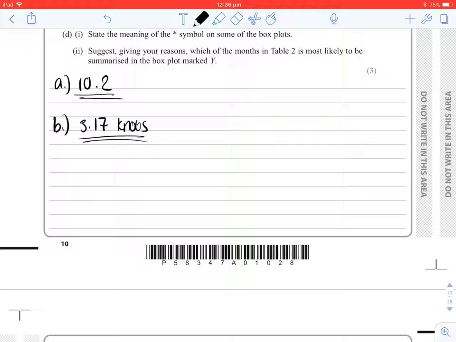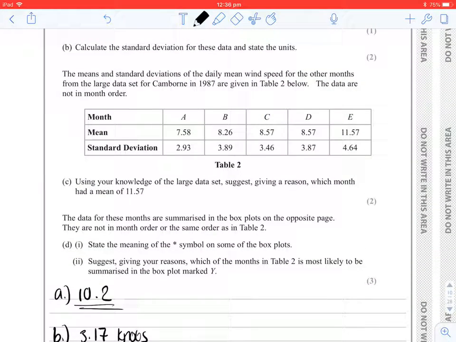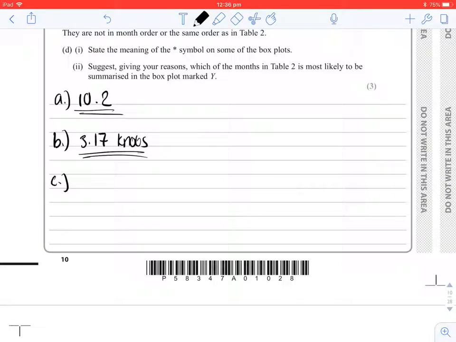Part C, we are told that the means and standard deviations for the daily mean wind speed for the other months from the large data set for Camborne in 1987 are given in table 2 below. The data are not in month order. Using your knowledge of the large data set, suggest, giving a reason, which month had a mean of 11.57. So this one here. Now, looking at the other means, we can see that is significantly above. So I'm going to suggest that that month is going to be October, because we know that in October 1987 there was a hurricane.